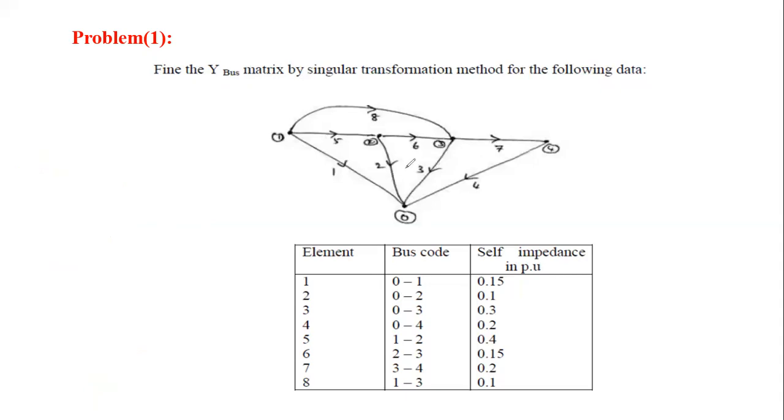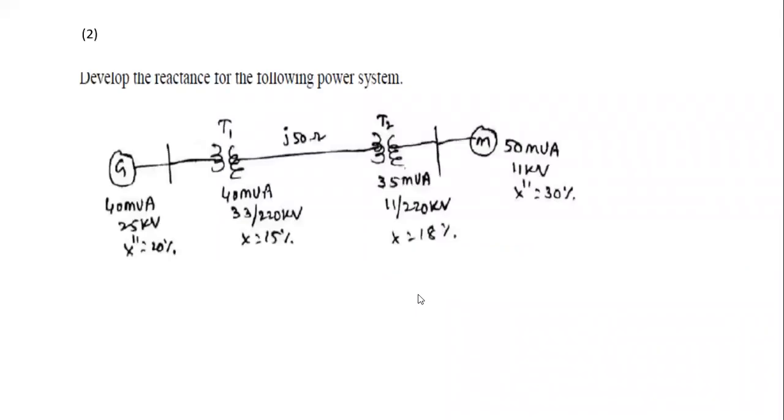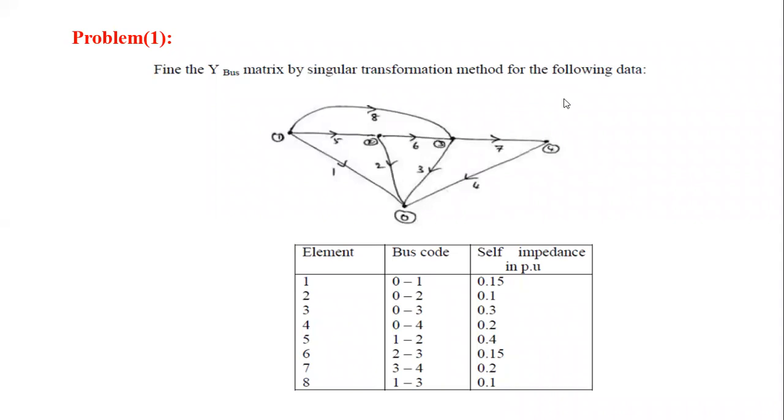In the next class, we will discuss another problem related to per unit reactance calculations. This is also a previous year problem. How to draw the reactance diagram for the given single line diagram, and how to convert the reactances into impedance and reactance diagrams. That will all be discussed and revised in the next class. Okay, thank you.